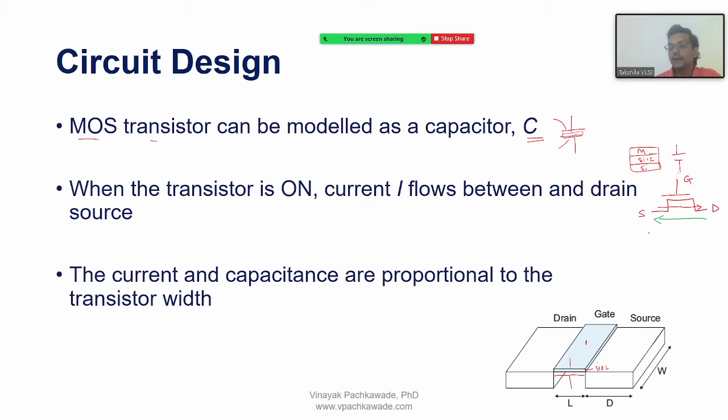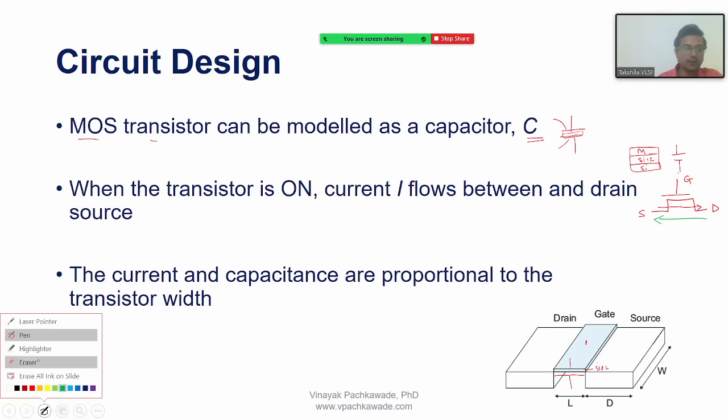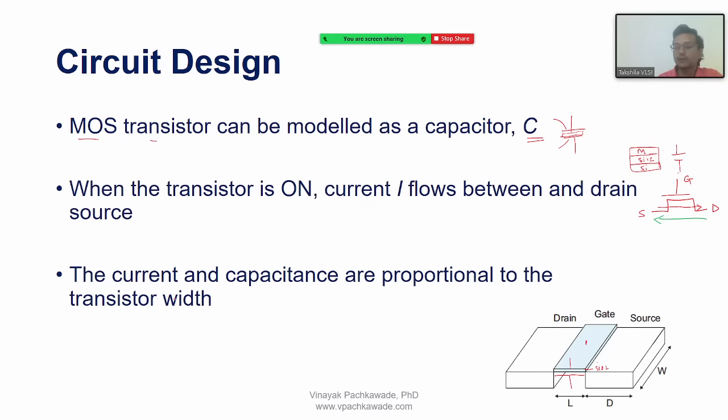The polarity of electrons is in the opposite direction to the direction of the current, right? And this is how we can represent it. Now we know that a MOS transistor acts as a capacitor, and when it is on, the current will flow from source to drain. So now this current I and the capacitance C of this MOS transistor are proportional to the transistor width.